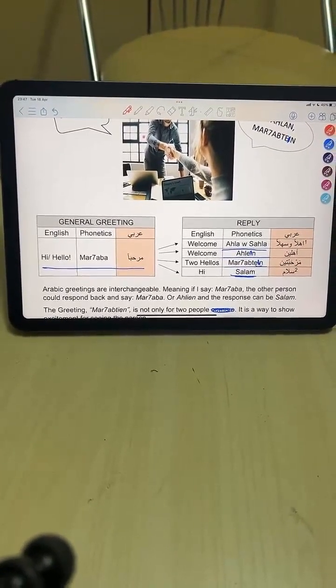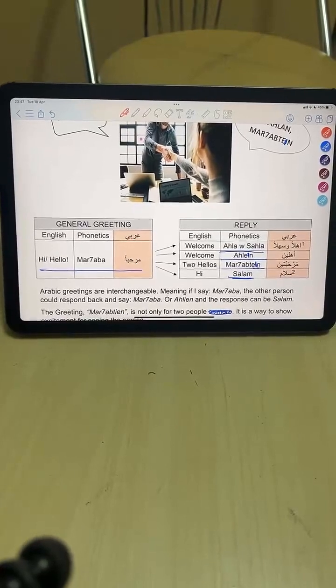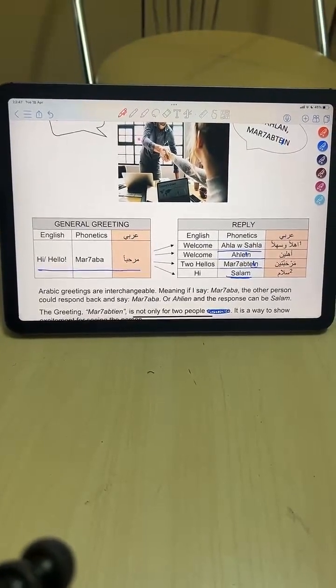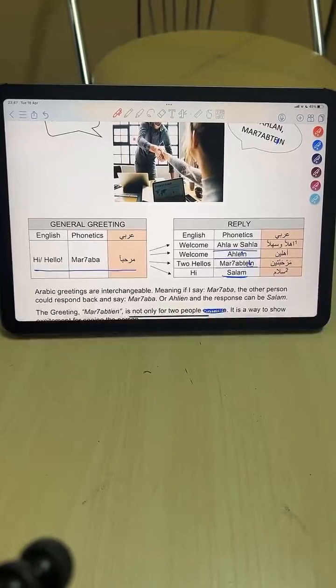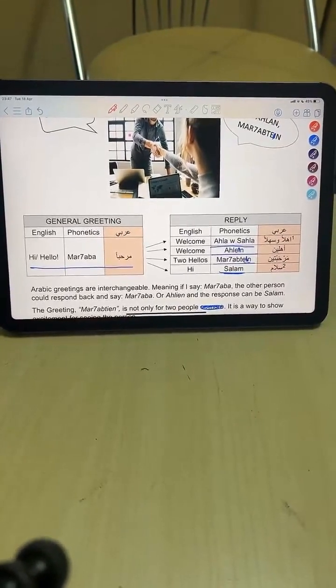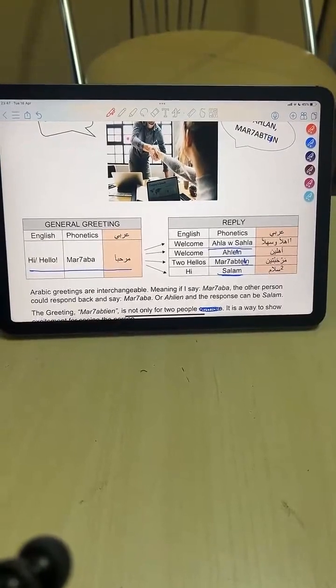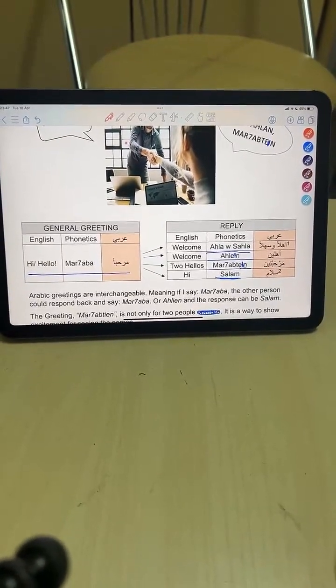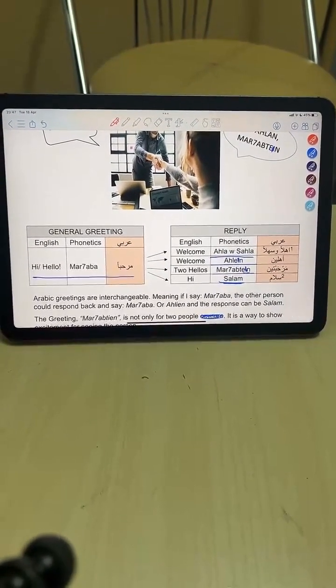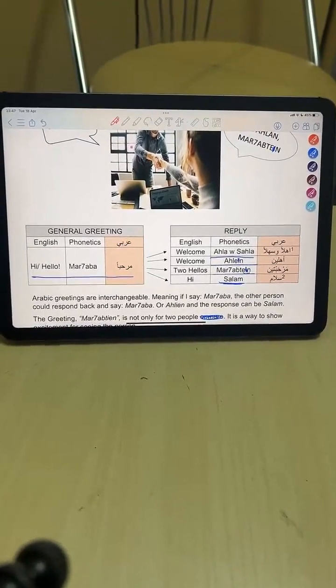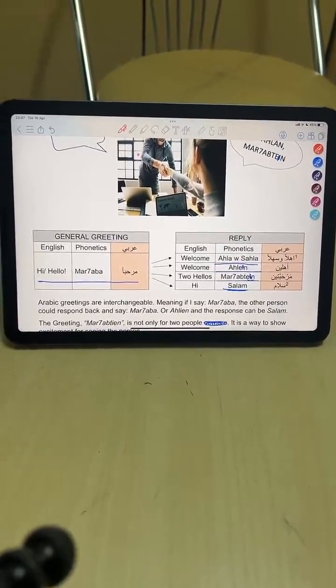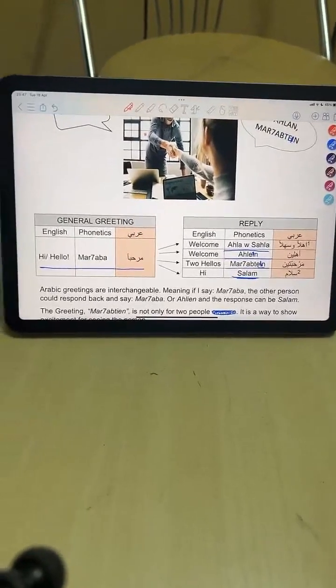And this doesn't apply only to native Arabic words. If you take a lot of the French loanwords we use, like bonjour, we say bonjouren. Sometimes we say bonjourak, your bonjour, bonjourik, your bonjour feminine. The same thing with bonsoir, bonsoirak, bonsoirik, bonsoiren. So we do it with everything. And why is that? I'm gonna flip the camera and explain.